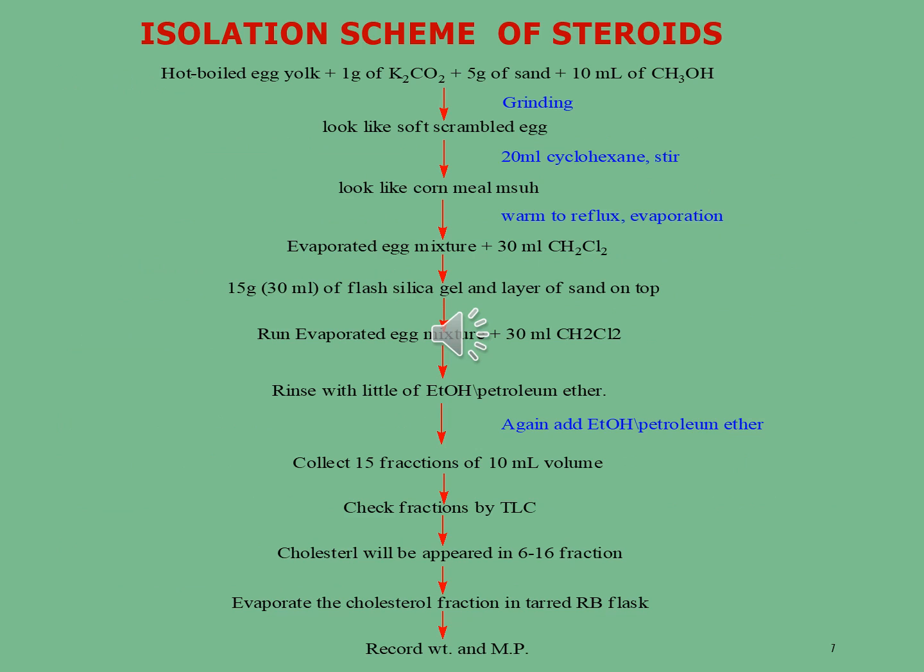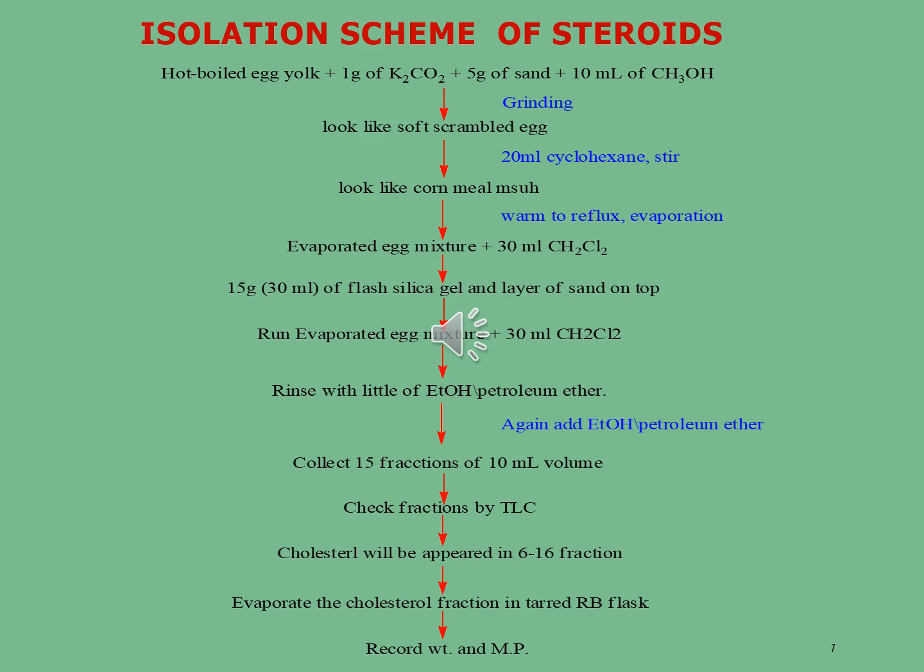Let's see the isolation and purification of steroids. This is the specific method for the extraction and isolation of steroid molecules. In this method, we take hot boiled egg yolk to which 1 gram of potassium carbonate is added. After that, 5 gram of sand and 10 ml of methanol are added. The whole material is ground and we get a soft scrambled egg material. To this material, we add 20 ml of cyclohexane and stir it for some time.